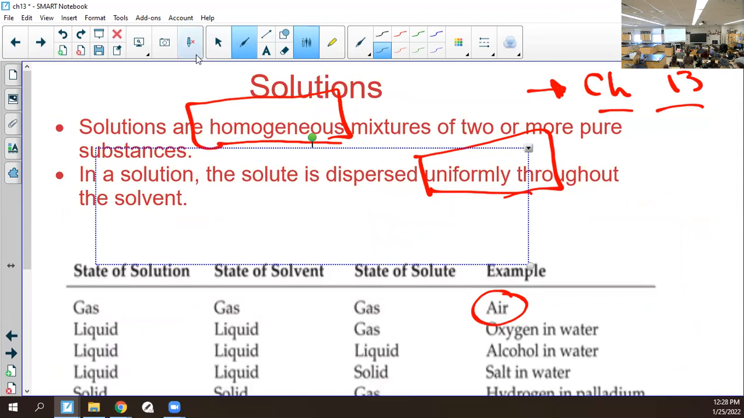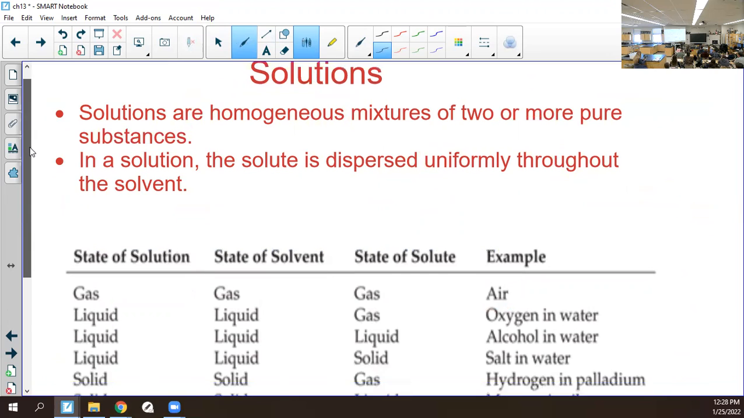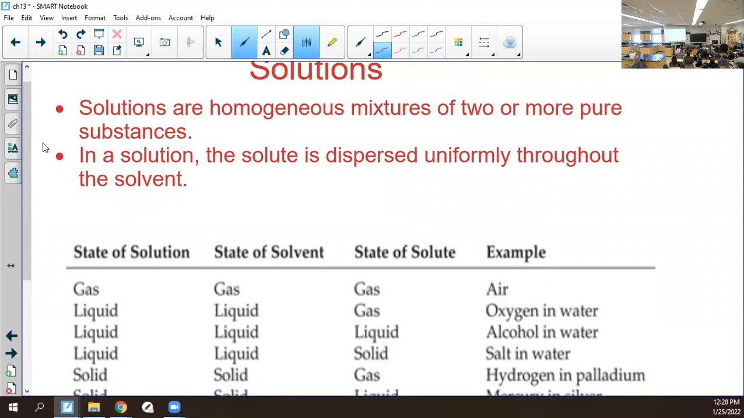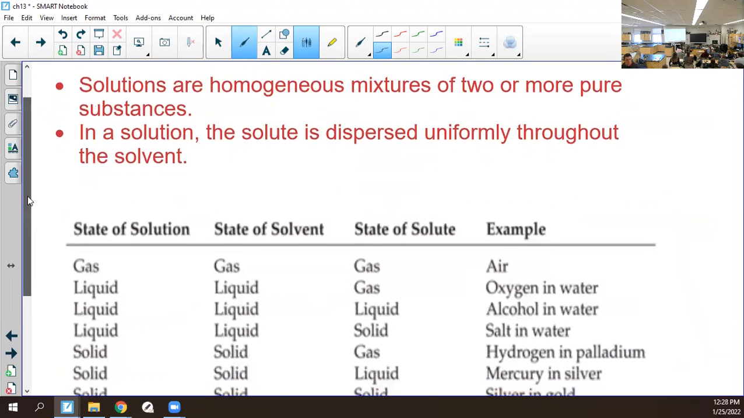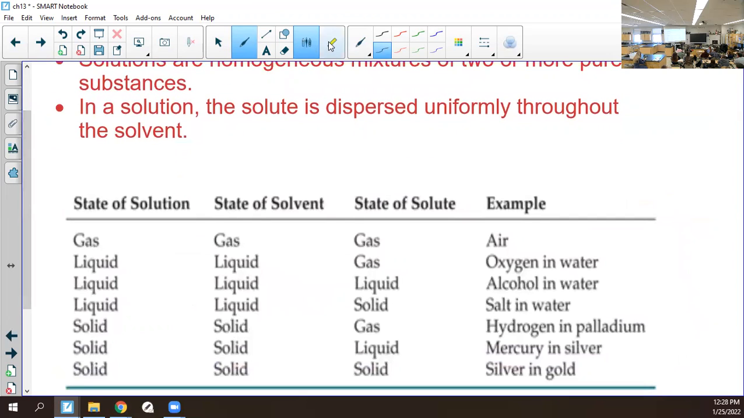All right, solutions. We've already said this. They are homogeneous mixtures of two or more pure substances. In a solution, the solute is dispersed uniformly throughout the solvent. Chapter 4 is also about solution stoichiometry. So we have already gone over most of this stuff. But here are some examples of solutions like air. We don't really think about it because you think of solution like salt water, but there can be gases. Air is a solution of nitrogen and oxygen mostly, then carbon dioxide and water vapor and other gases as well. Are we all right with that?